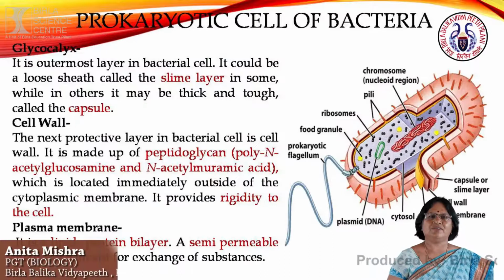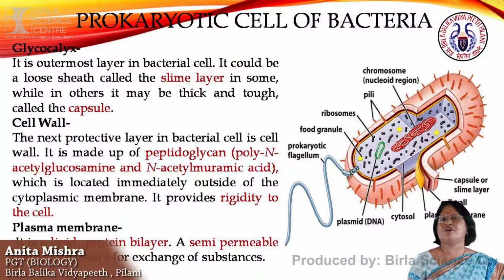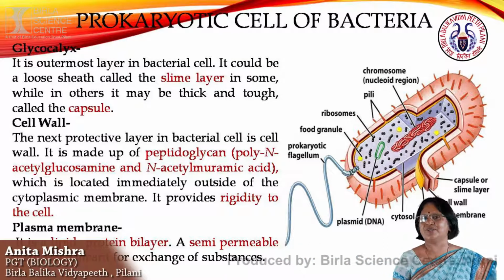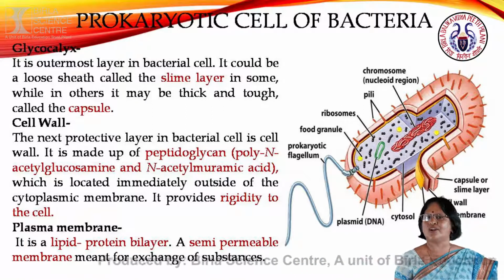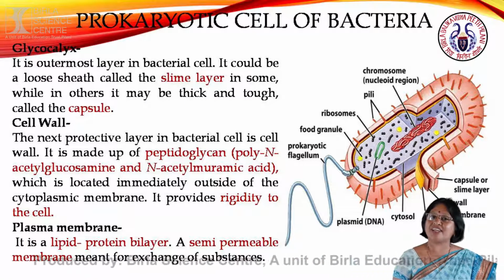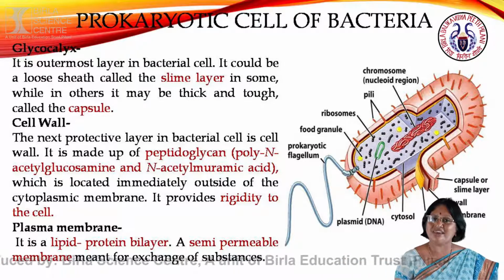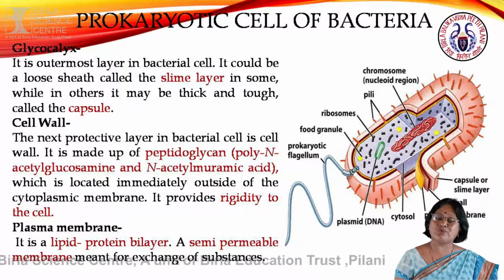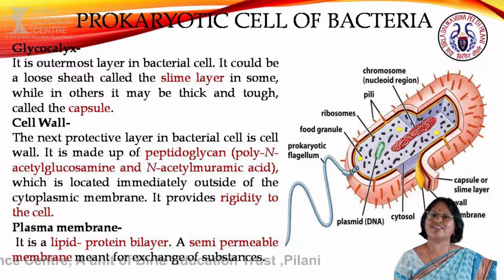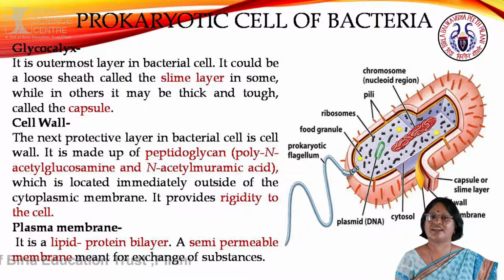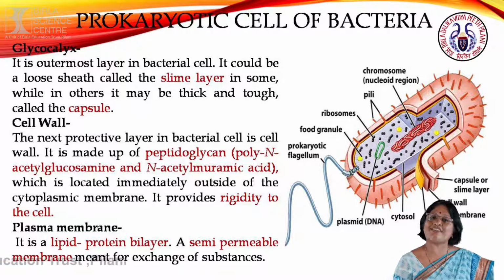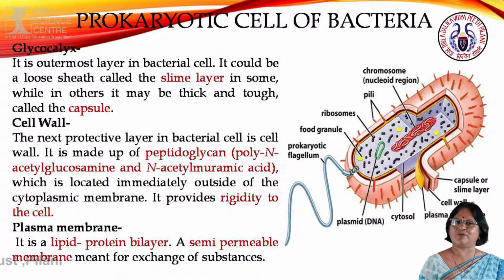Okay. Now let's see the structure of a prokaryotic cell. You can see, children, there is a bacterial cell drawn here, and very strange, such a tiny cell whose size is just 2 to 3 microns. This tiny cell has got great protection around it. It has got 3 protective layers around itself.